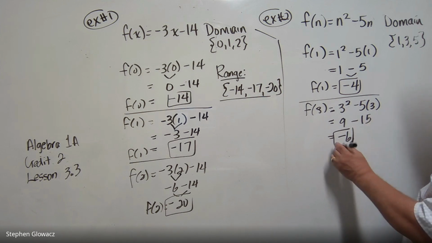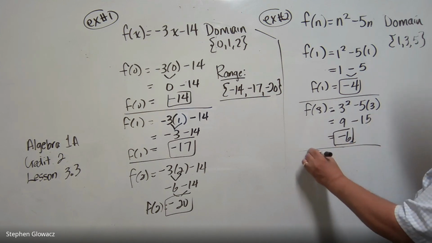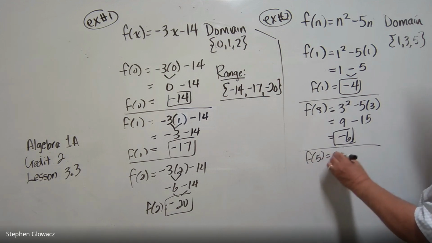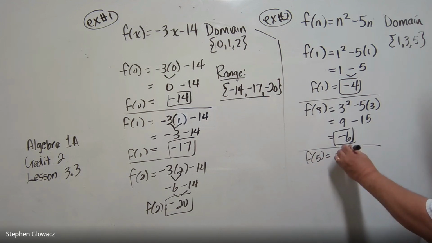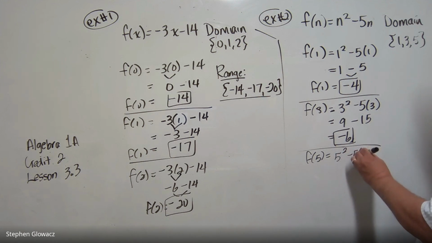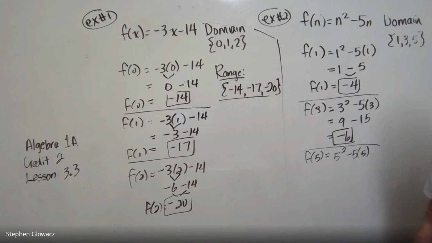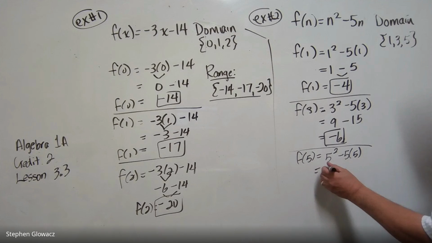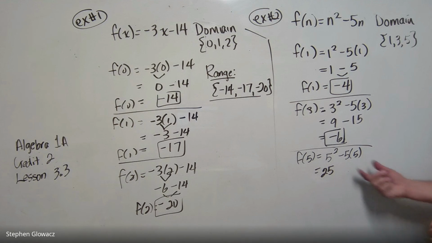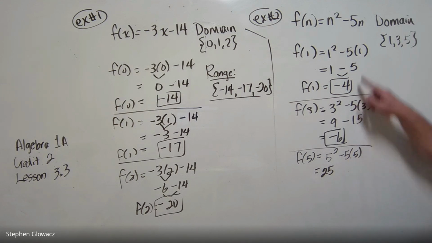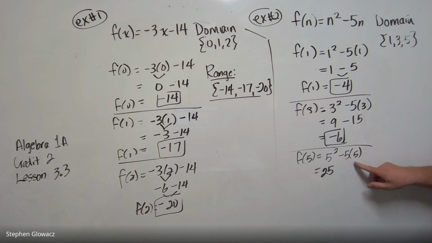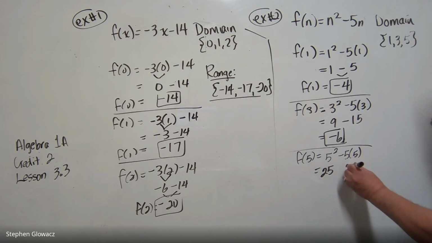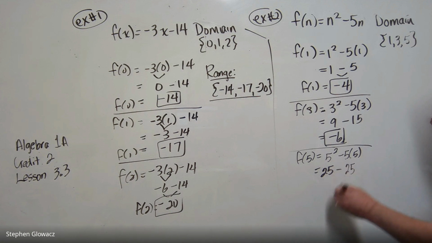All right, finally, last number for the domain is 5. So we have 5 squared minus 5 times 5. And make sure we can see all that okay. All right, so our exponent is first, 5 squared, which means 5 times 5 is 25. And then again, coincidentally, because 5 was part of the expression, we have another 5 times 5. But a negative times a positive is a negative.